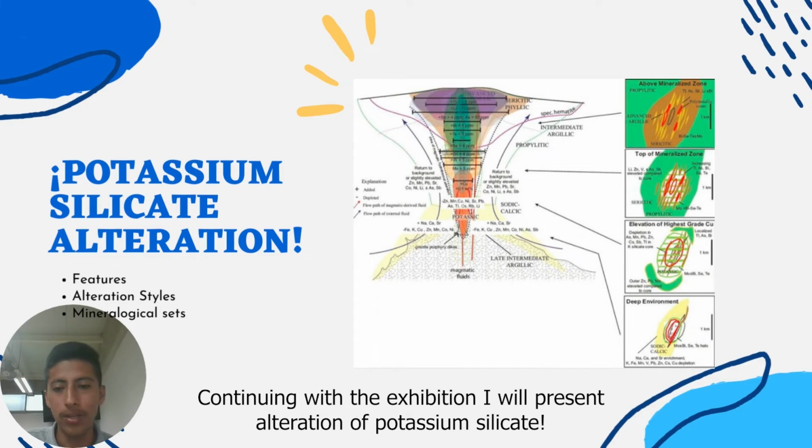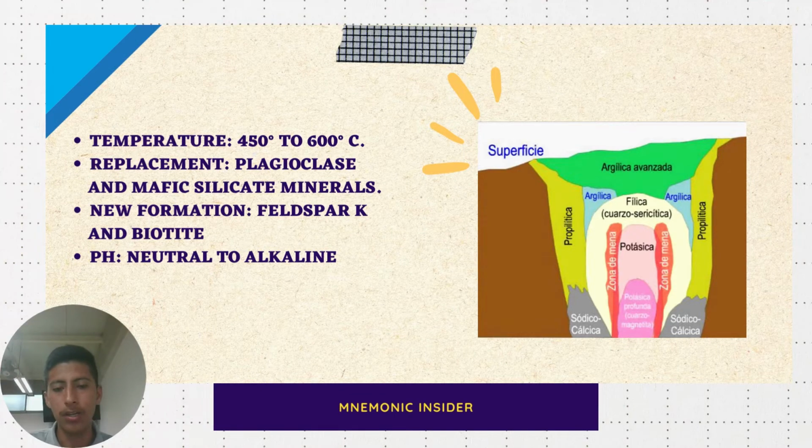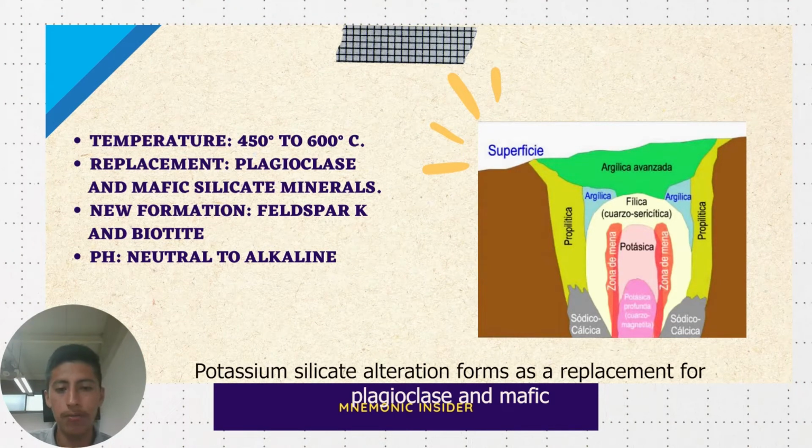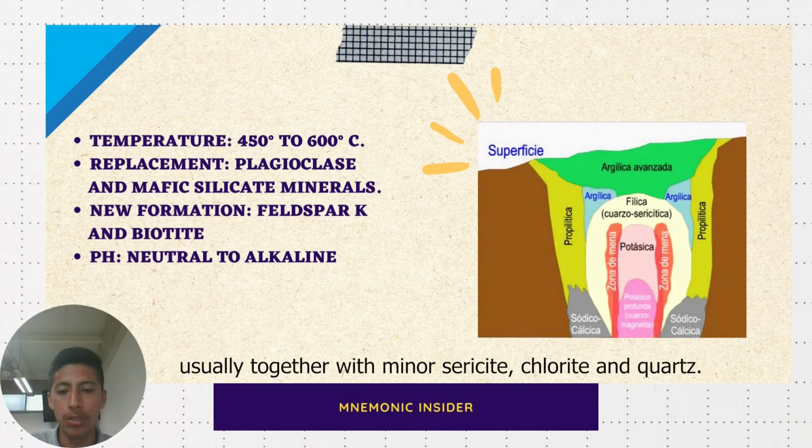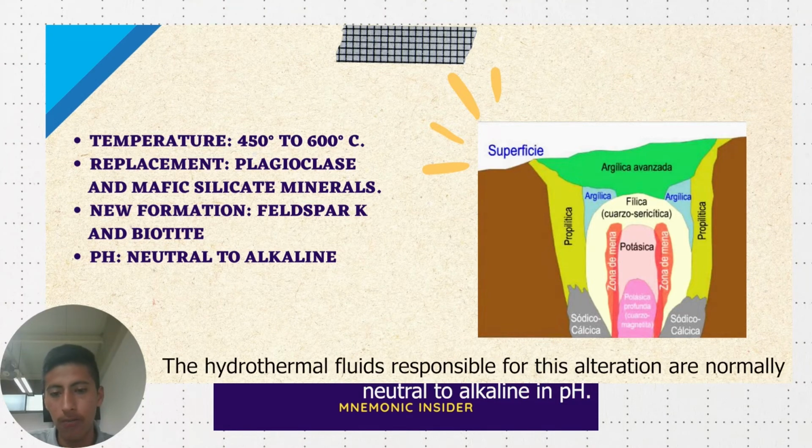Continuing with the exhibition, I will present alteration of potassium silicate. Potassium silicate alteration forms as a replacement for plagioclase and mafic silicate minerals, and temperature in the regions of 600 to 450 centigrade. It is characterized by the formation of new potassium feldspar or biotite, usually together with minor sericite, fluorides, and quartz. The hydrothermal fluids responsible for this alteration are normally neutral to alkaline in pH.